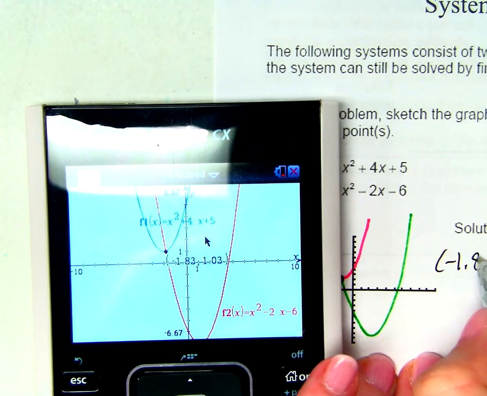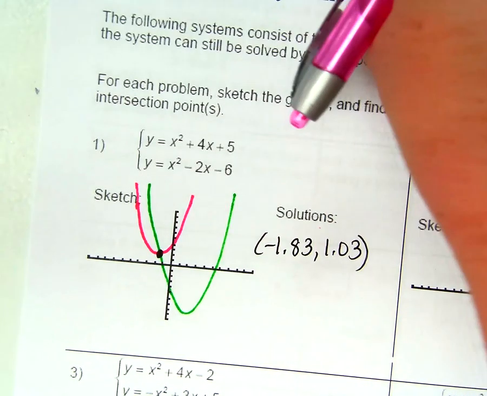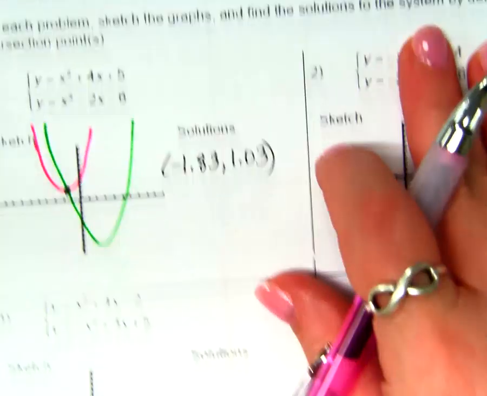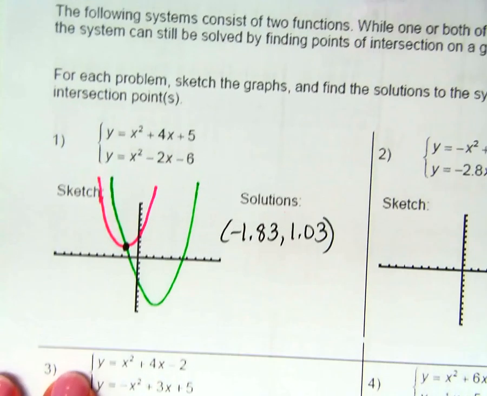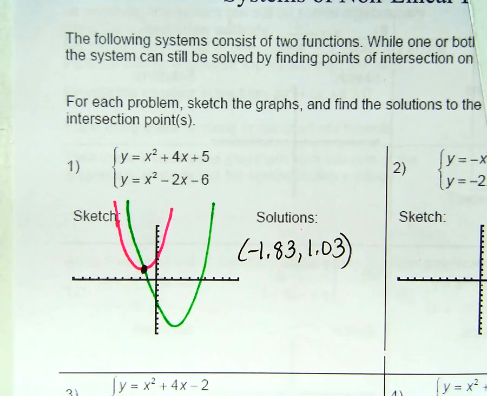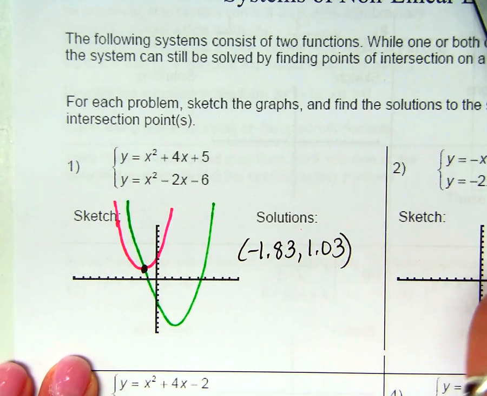Negative 1.83 and 1.03. That is my solution. I can see that that's the only place they cross, and I know because of my properties of parabolas that that's the only place that they cross. Okay? Any questions? Well, look at number 2.